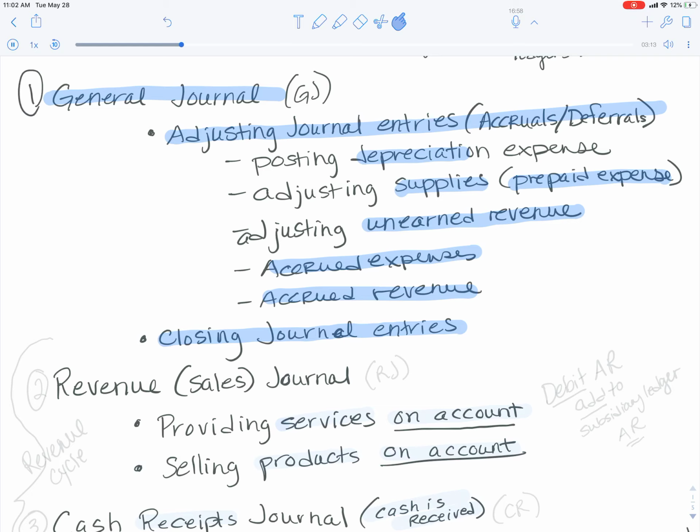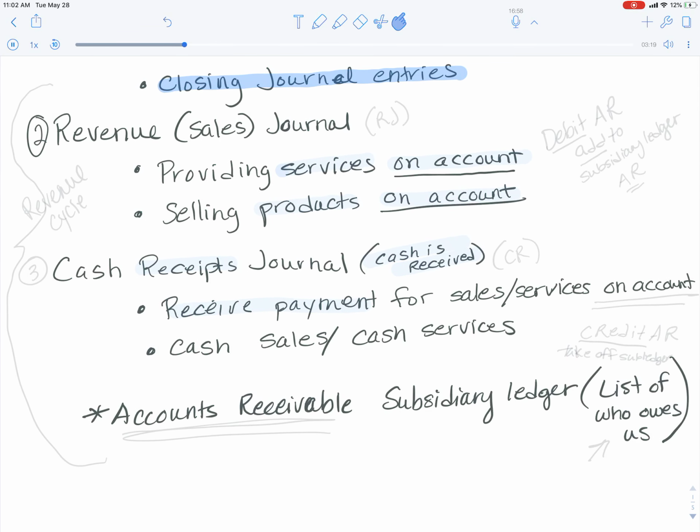When we sell products on account, so this is either services or we're selling stuff, products, on account, no cash has exchanged hands yet, that goes on the revenue journal. But if we did sell services or products and we did get paid, so cash is received, then it's going to go in the cash receipts journal. So I like to indicate the revenue journal with an RJ when we didn't get the cash yet, or a CR, cash receipts, when we did get the cash.